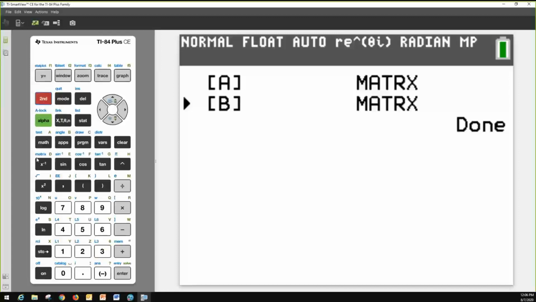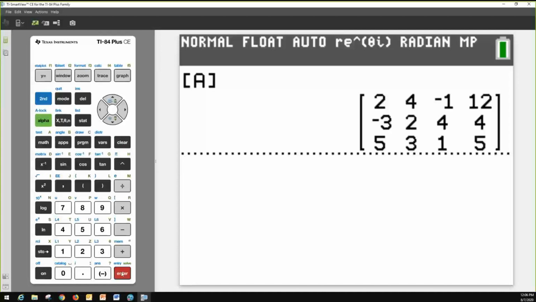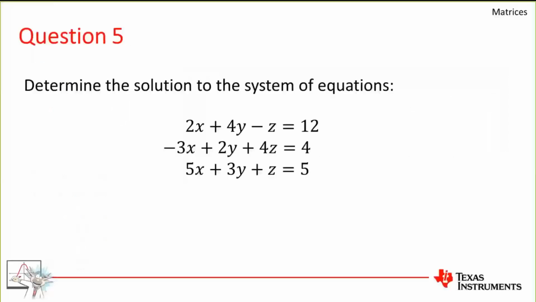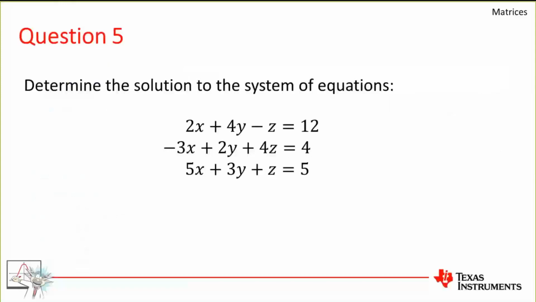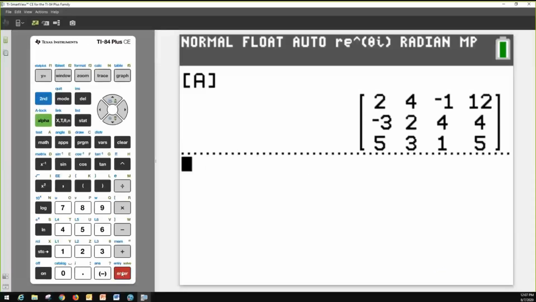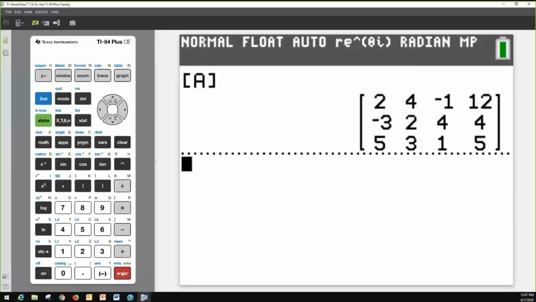And now if I go into matrix A, let's have a little look. Oops, clear. Let's have a little look at what matrix A looks like. That is indeed the coefficients 2, 4, and -1 of x, y, and z respectively in the first equation, which is equal to 12. Let's go back and have a look at that first equation. 2, 4, -1, and 12. -3, 2, 4, and 4. And the last one, 5, 3, 1, and 5.